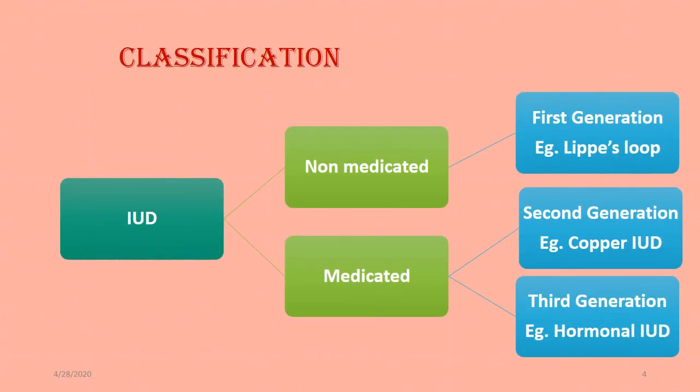See the classification of intrauterine devices. There are two main classifications, non-medicated and medicated. Under non-medicated, first generation, the example is Lippes loop. Then medicated IUDs, that is second generation and third generation. For example, for second generation, copper IUD. For third generation, hormonal IUD. So we will see in detail about these intrauterine devices, that is first generation, second generation and third generation.